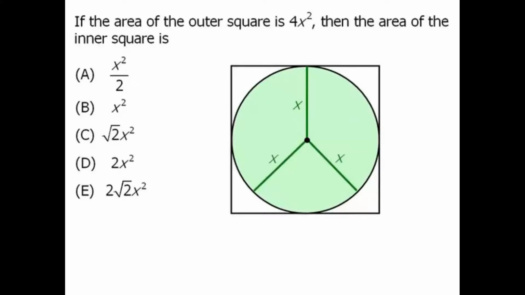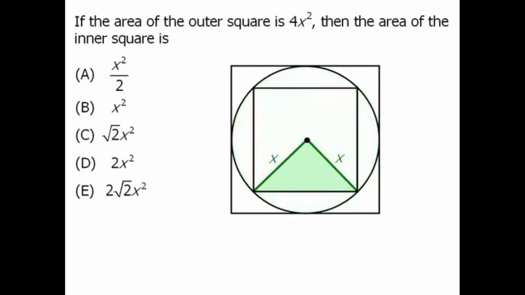Now I've drawn these radii in very important locations. I've drawn them to coincide with the vertices of our square. Let's focus on this triangle. We can conclude that this triangle is a right triangle. So if we let our third side have length k, then the Pythagorean theorem tells us that x squared plus x squared equals k squared, which we can simplify as follows.